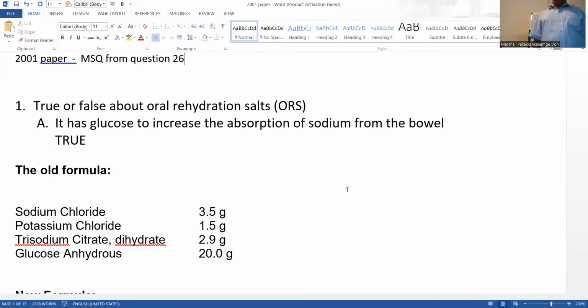The formula contains sodium chloride 3.5, potassium chloride 1.5, trisodium citrate dihydrate 2.9, and anhydrous glucose 20 grams. This is per liter. You can prepare 1 liter with this. So these are the quantities.